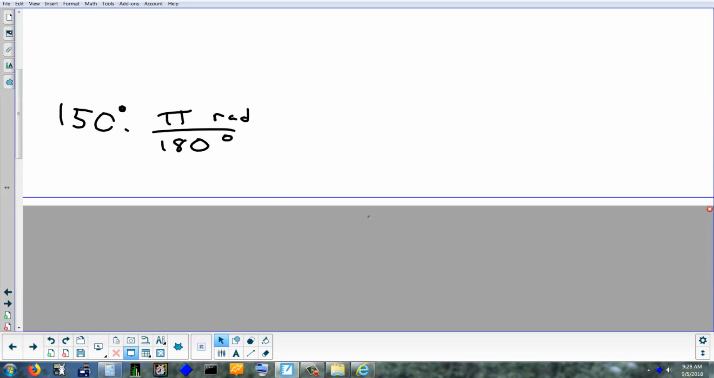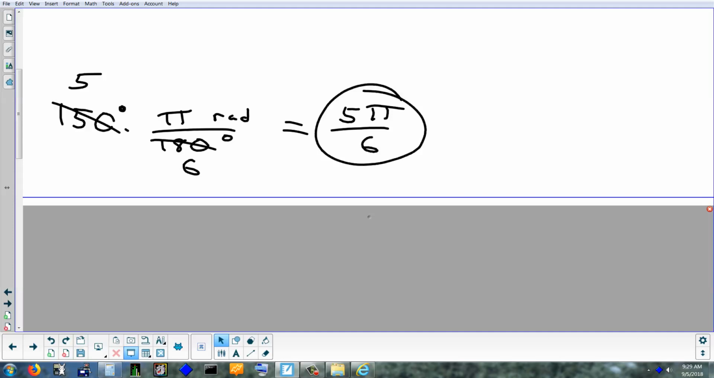I like to reduce before I do it. So 150 and 180, both divisible by 30. You could do 10, and you can go even bigger, you can go 30. 30 goes into 150 how many times? 5. And 180? 6. So what's my final answer? 5 pi divided by 6.